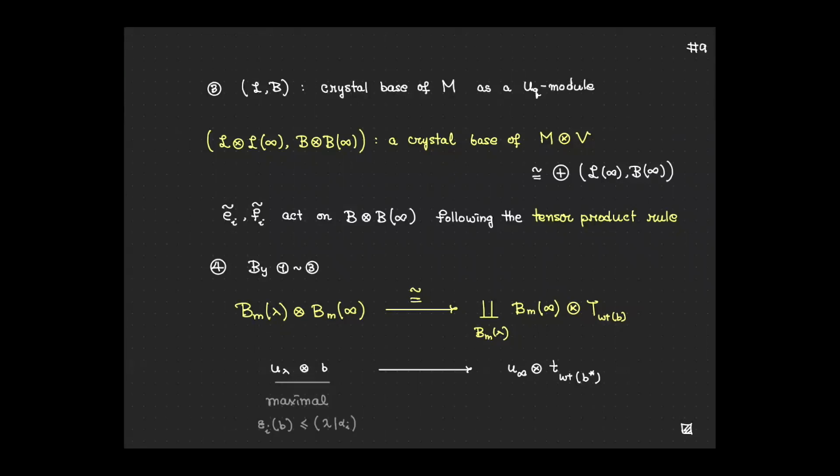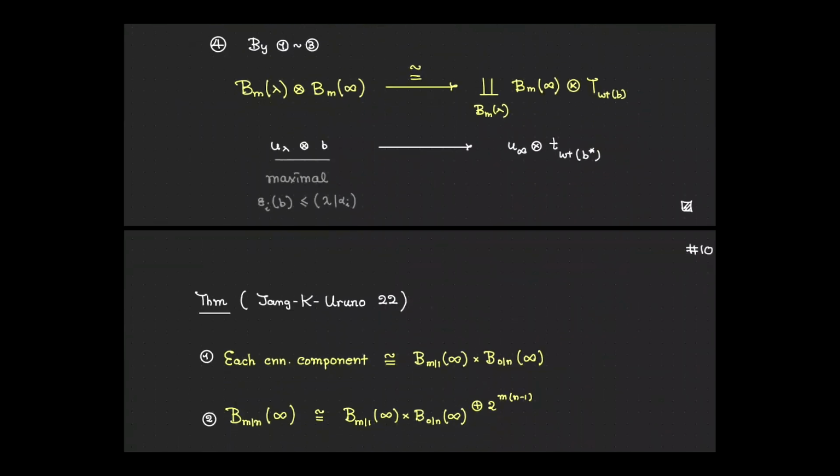So epsilon i of b is bounded by the pairing of these two weights. Now we consider the star involution on the second part of the crystal. Then this condition becomes exactly the characterization of the subcrystal B of lambda in B infinity. So we have a natural bijection from each maximal vector here to each crystal element in B of lambda. So that's the classical fact, but we still need more.